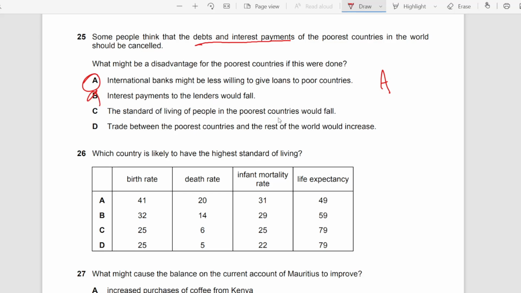The standard of living of the people in the poorest countries would fall. No. The standard of living would increase because there will be fewer interest payments. Trade between the poorest country and the rest of the world would increase. Not necessarily, because it's not going to be affected by the interest payments or debt servicing. Okay, which country is likely to have the highest standard of living? Country A, country B, country C, or country D?